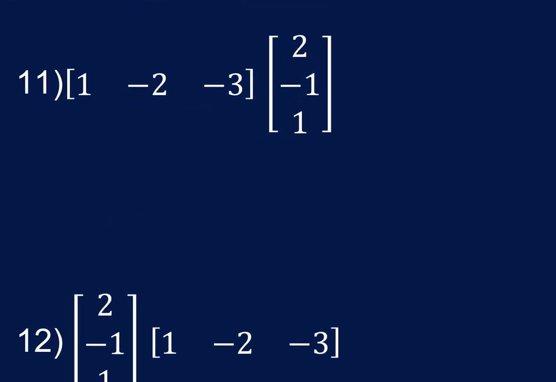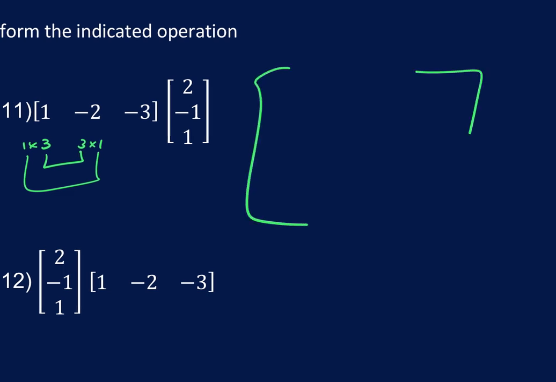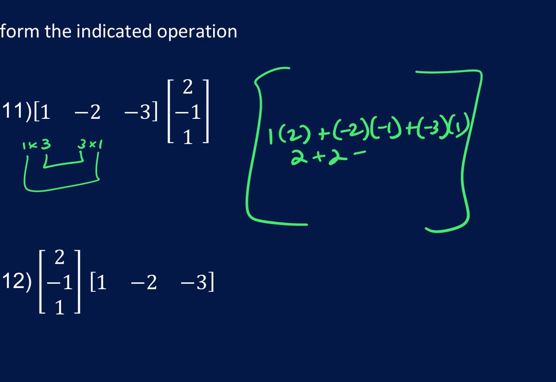All right, so what are the dimensions of 11? A 1 by 3 and 3 by 1. Can we do it? Yes, it's only one cell, so I just multiply them out. So 1 times 2 plus negative 2 times negative 1 plus negative 3 times 1. 2 plus 2 minus 3, or 1.